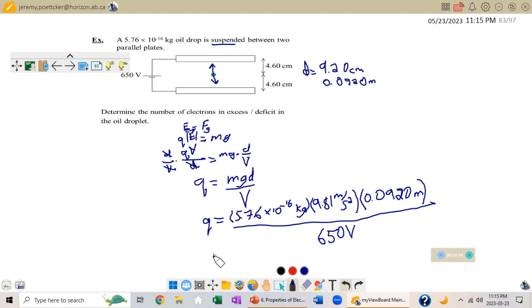Now this is going to get us charge. We're going to have to figure out how many electrons it requires to make this charge in just a moment here. 5.76 times 10 to the negative 16 times 9.81 times 0.0920. Divide that by 650. And to 3 significant digits, we have 8.00 times 10 to the negative 19, or if you will, 7.997715, and so on. My calculator spits this out. I can leave the unrounded value if I want.